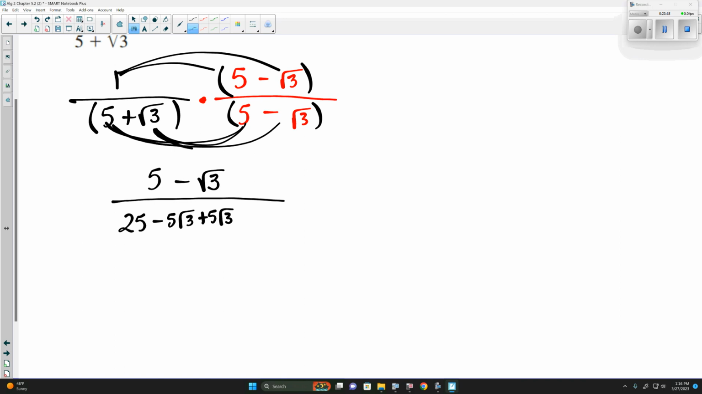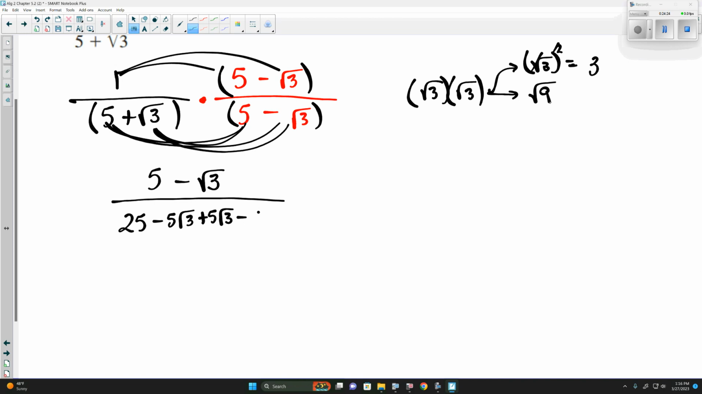And lastly, we can do square root of 3 times negative square root of 3. Well, positive times a negative is a negative. And the square root of 3 times square root of 3, what we can say is the square root of 3 squared. And what is the square root of 3 squared? Because the square root and square cancel. Now, square root of 3 times square root of 3, we can multiply what's inside. 3 times 3 is 9, and what's the square root of 9?